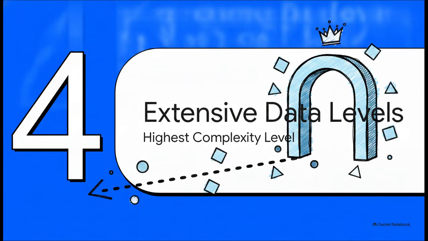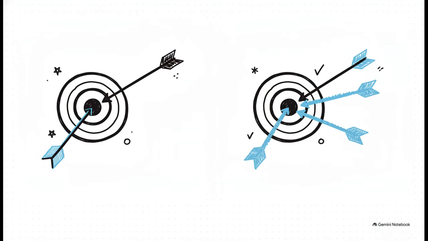Let's move to Section 4, reaching extensive data levels. This is where things get really interesting for auditors. The jump from moderate to extensive is a simple but incredibly strict rule change. For moderate, you only needed to satisfy one category, right?